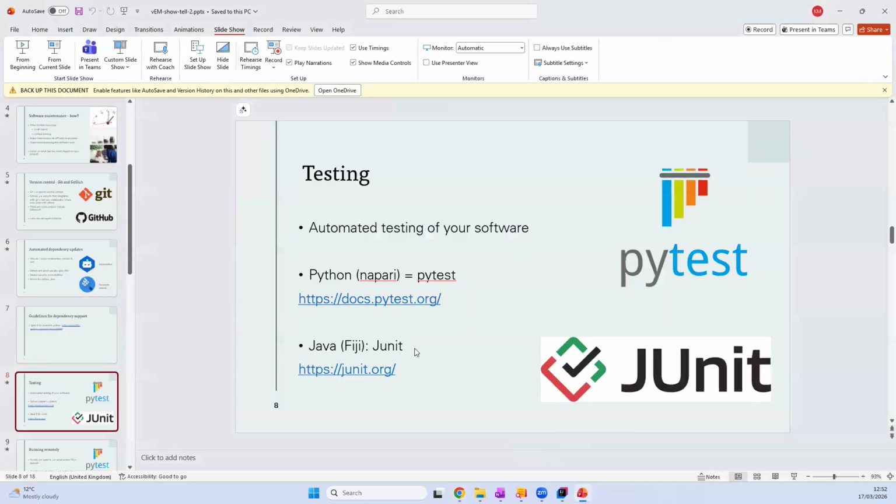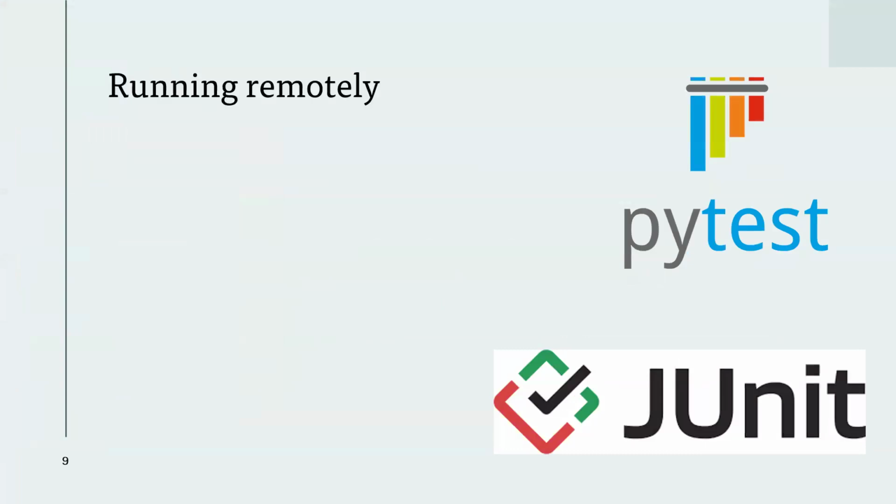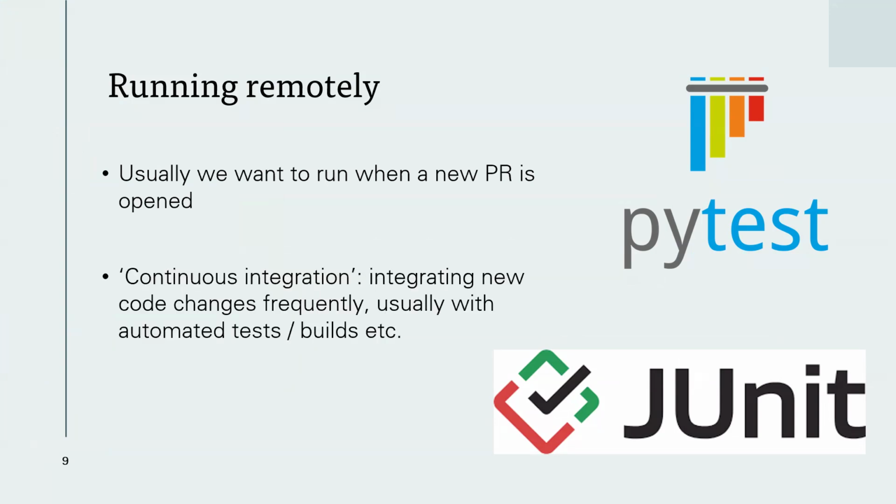So ideally, if I go back to my slides again, we want to run this remotely. So usually every time a pull request is open, so remember this is a request to add code that might be from me or somebody else or from some automated tool like Renovate, Dependabot, etc., I want it to run automatically every time. It means that I don't have to remember to run it. It will make sure it's always run.